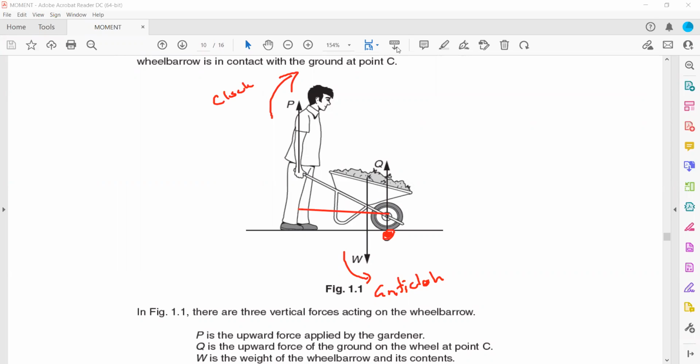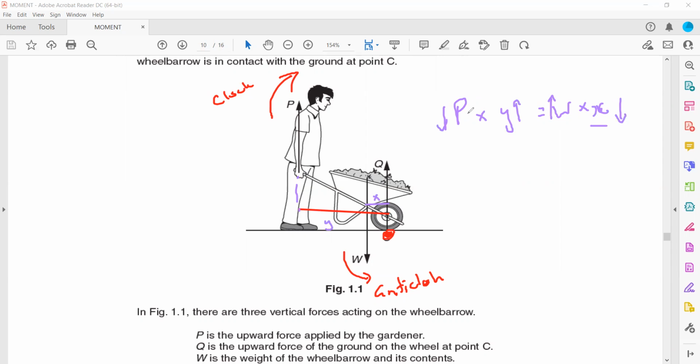And W, or weight, is acting at a smaller distance from the pivot. So if two forces are of different quantity, for example, if I say this distance is X and this one is Y, then P into Y equals W into X. Because X is smaller, the weight should be greater. Here Y is greater, so the force should be small.